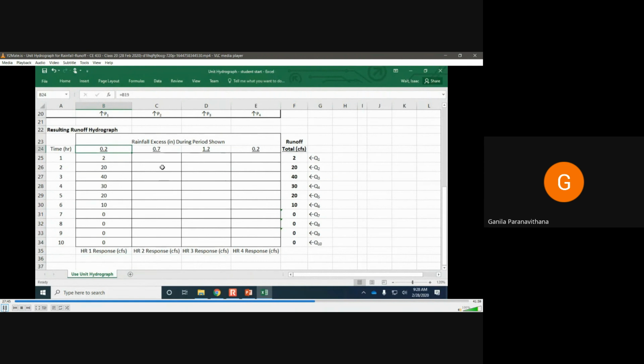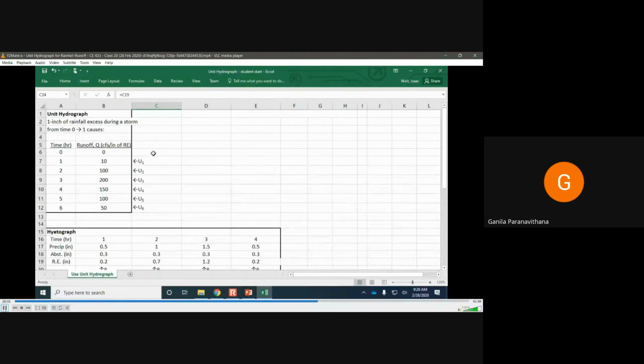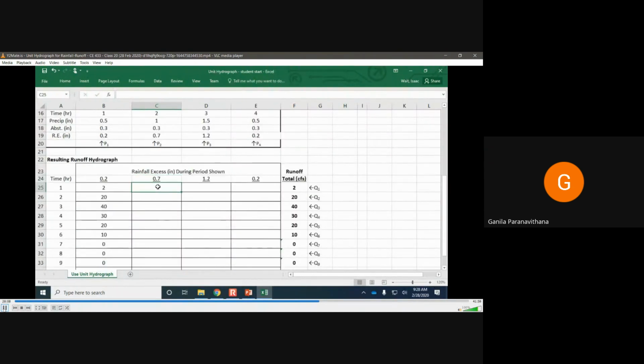All right, now here's where I start to see mistakes when I get quizzes and exams with questions like this, is that we need to stagger the time. Because remember, when does this rainfall excess occur? It doesn't occur during hour 1. This rainfall excess is occurring during the period from 1 towards 2. So we need to put in a 0 to begin with to stagger when it happens.